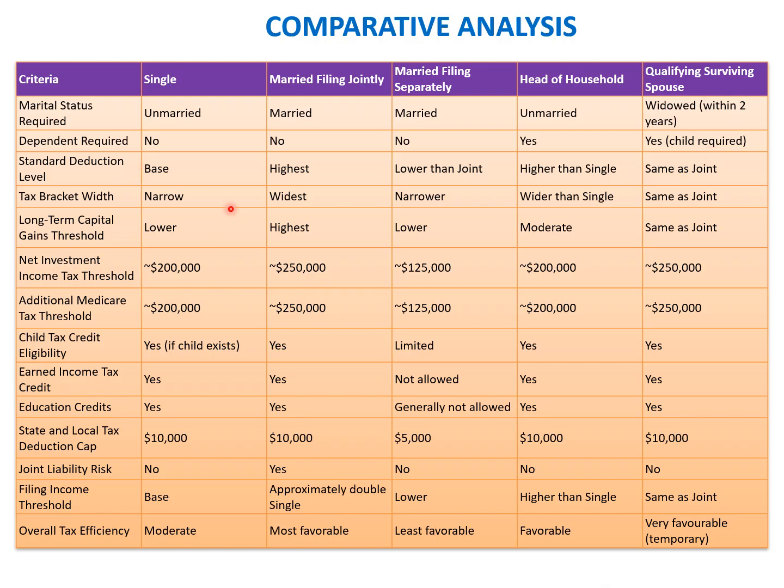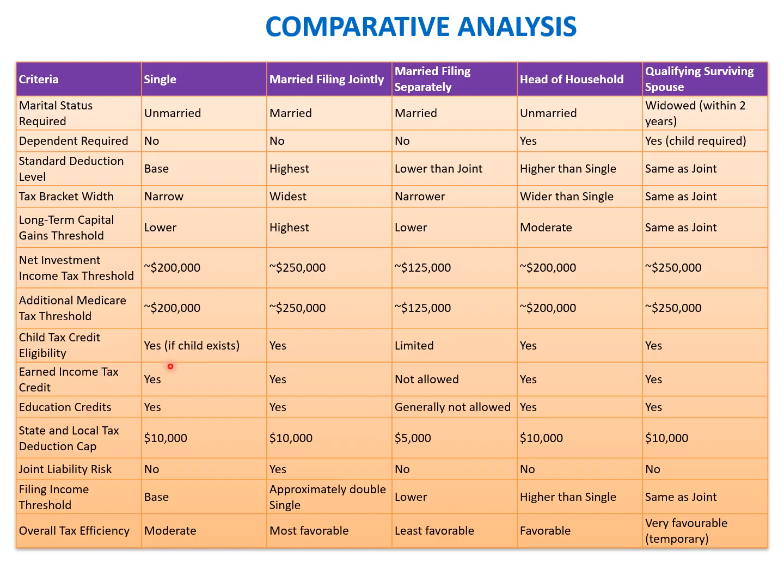Tax bracket width is narrow for a single, widest for married filing jointly, the same as the joint when we are talking about the qualifying surviving spouse, and it is narrower for married filing separately and wider than a single for head of household. Long-term capital gains threshold: lower, highest, lower, moderate, and same as joint. Net investment income tax is again applicable for a high net worth individual. Additional Medicare tax is again applicable for a high net worth individual or one having higher income.